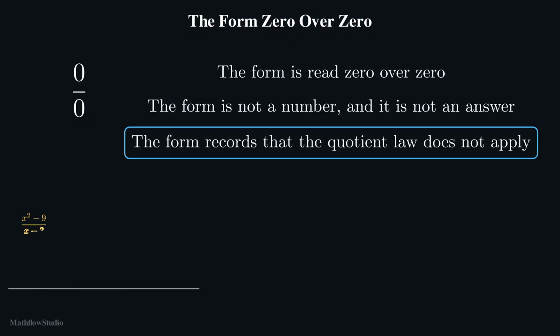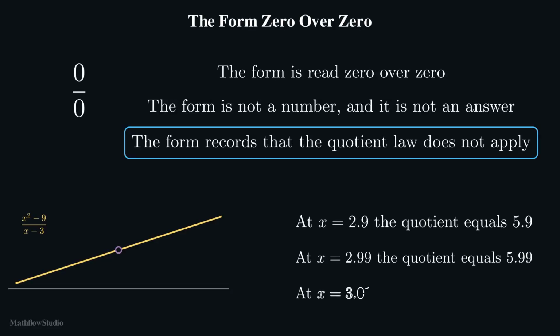One quotient with this form is a difference of squares divided by one of its own factors. At inputs close to 3, the quotient stays close to 6. The form therefore hides a limit that exists, and the remaining work is to uncover it.